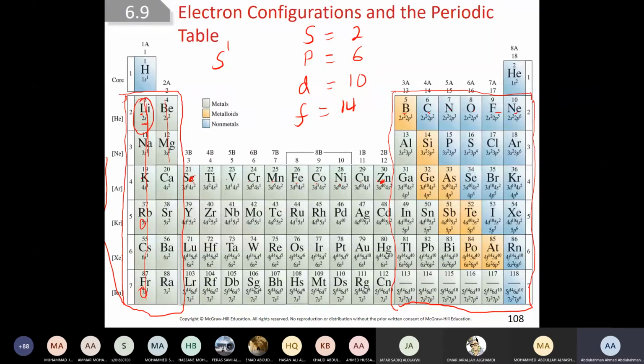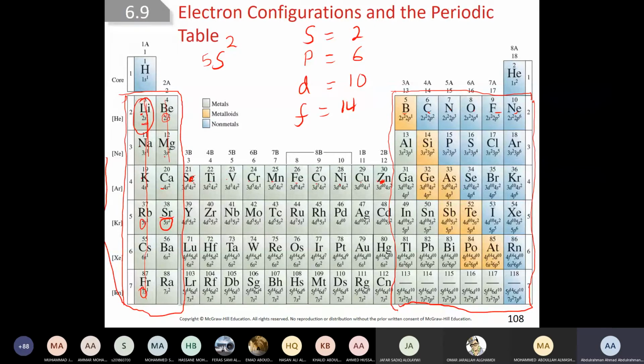7s1. Clear? Good. How about for alkaline earth? The last orbital will always be what? S2. You start from S2. So if you want the last orbital in strontium, this is 2, 3, 4, and it will be 5s2 for strontium. Clear? I can tell from the structure.